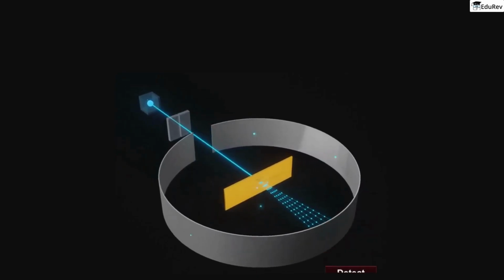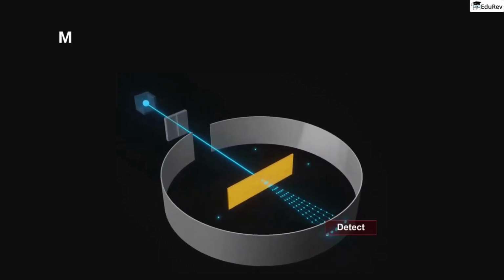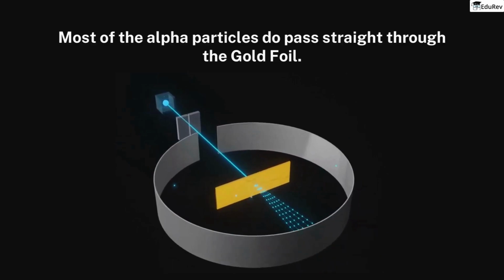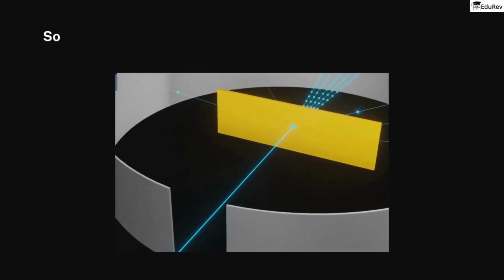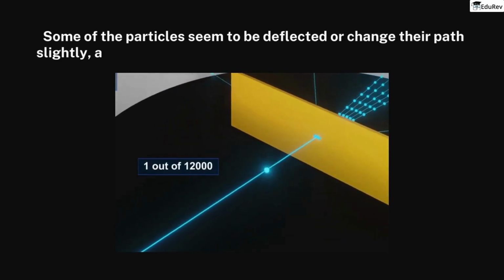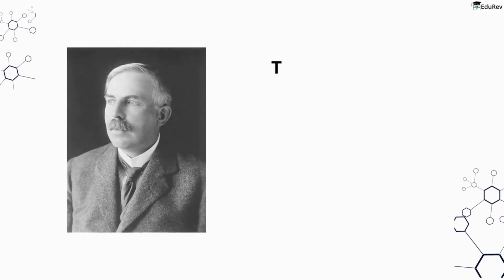But as we watch the experiment, we see something surprising. Most of the alpha particles do pass straight through the gold foil, just as we expected. However, some of the particles seem to be deflected or change their path slightly, and a few even bounce back, as if they have hit a solid wall.